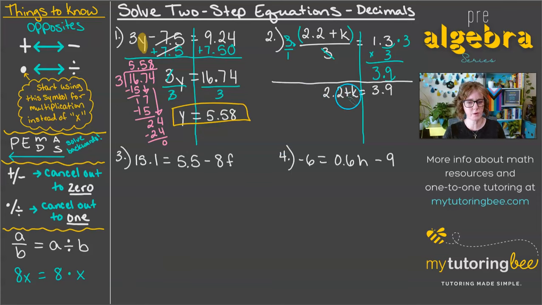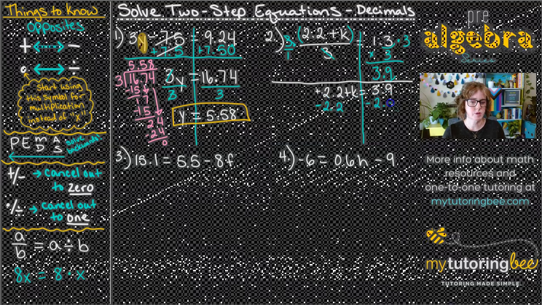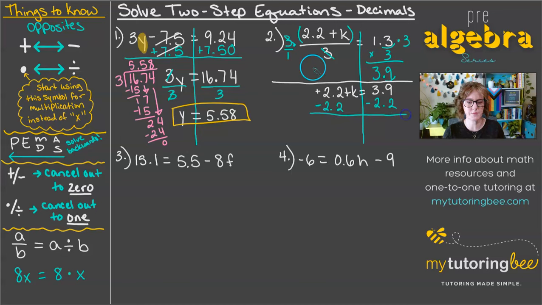All right, now we're going to undo that addition. This 2.2 is positive, right? So in order to cancel that out to 0, we want to subtract 2.2. We're going to subtract 2.2 from both sides here. That's going to cancel it out on the left side.